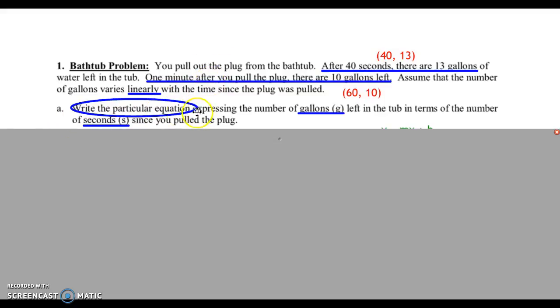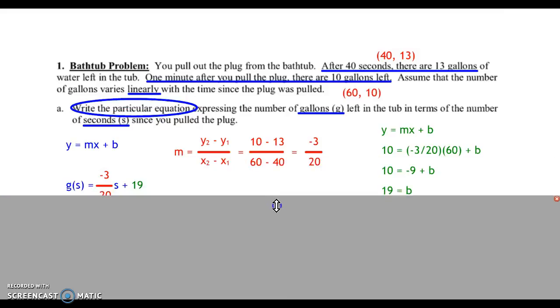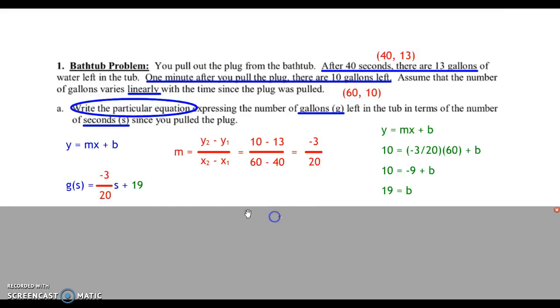It then asks us to write the particular equation. I circled that. It tells us gallons G, that's the output, and seconds S, that's the input. There's a good amount of work here. I want to walk you through it.